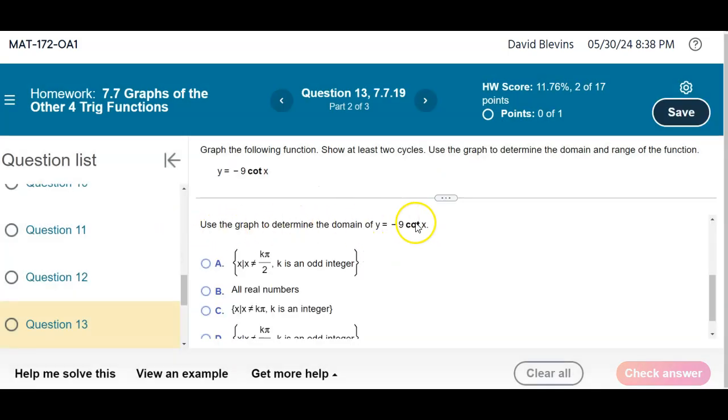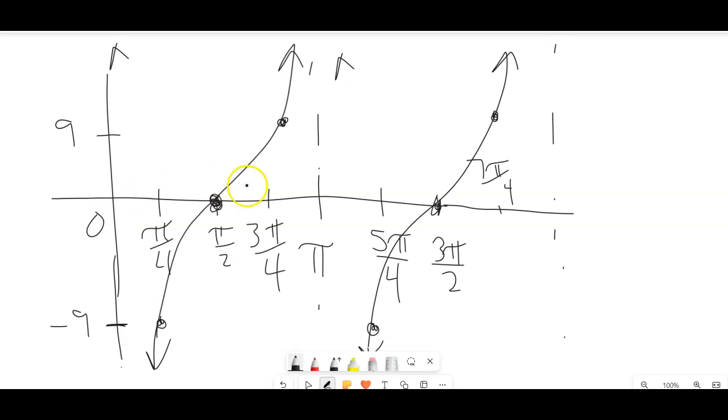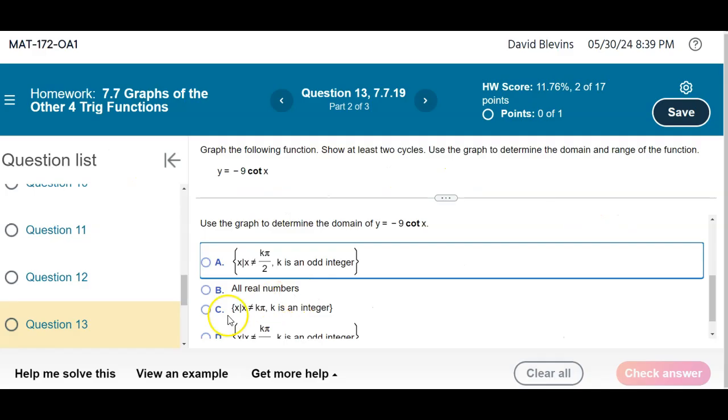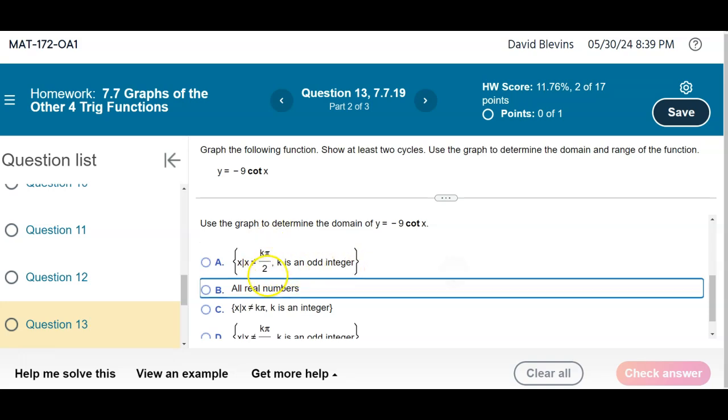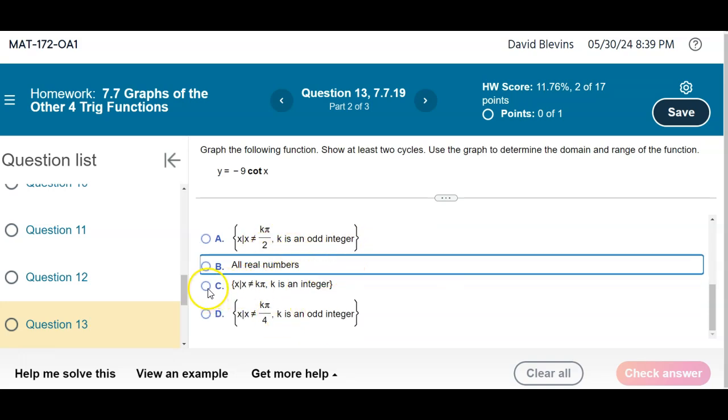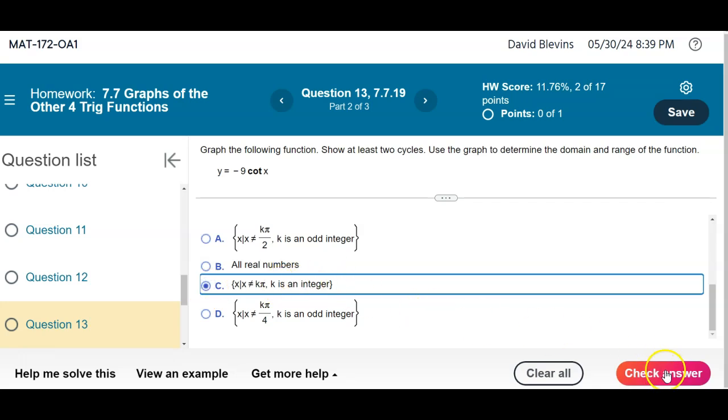All right, what's the domain? The domain is everything except those vertical asymptotes. Those vertical asymptotes occur at multiples of pi. So there is our domain: x such that x is not k times pi, that's a multiple of pi. That's k times pi over 2, that's odd multiples of pi over 2, odd multiples of pi over 4. Ours were multiples of pi, so that's C.